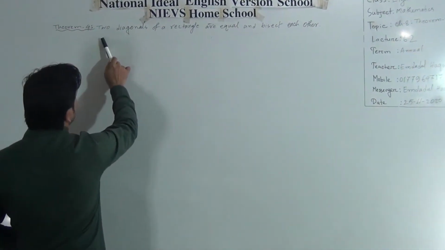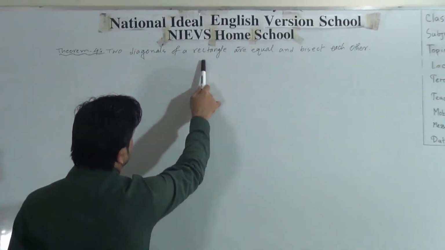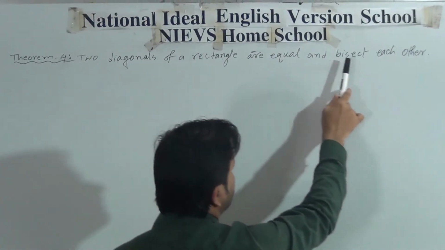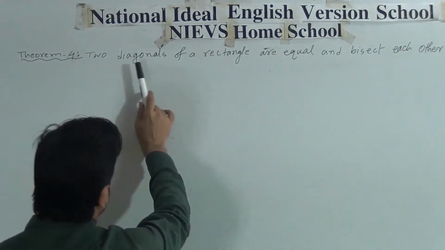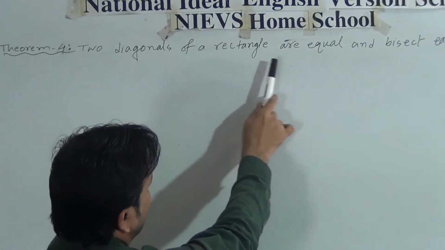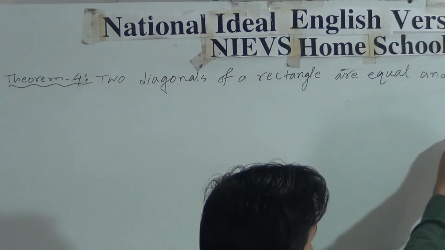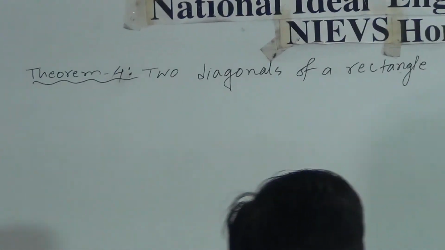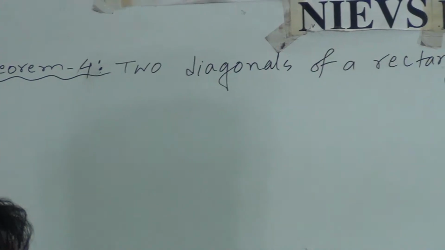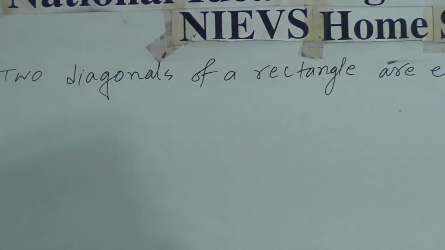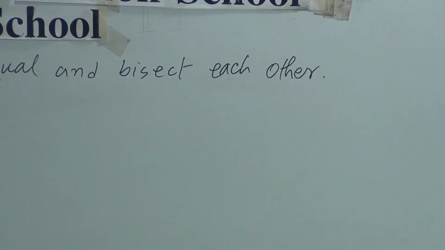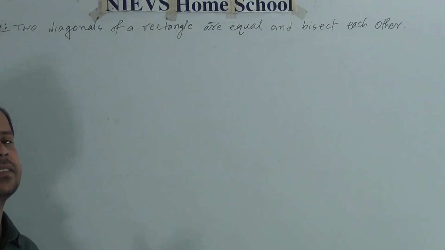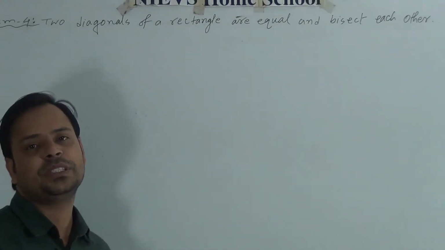Theorem 4. Two diagonals of a rectangle are equal and bisect each other. Dear students, here in this theorem it is said that we need to prove that two diagonals of a rectangle are equal and the diagonals bisect each other. We need to prove this.